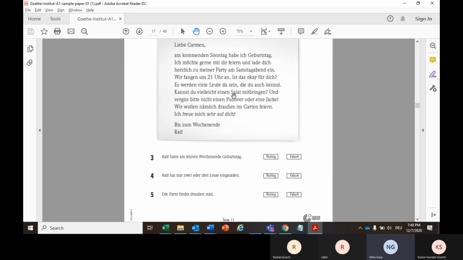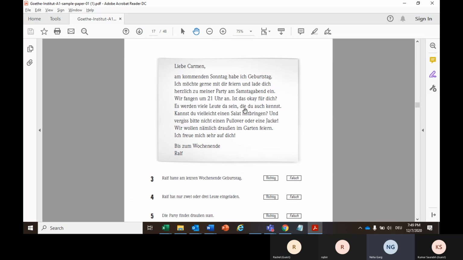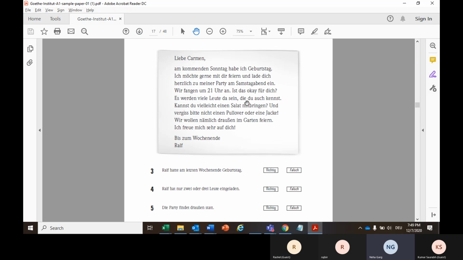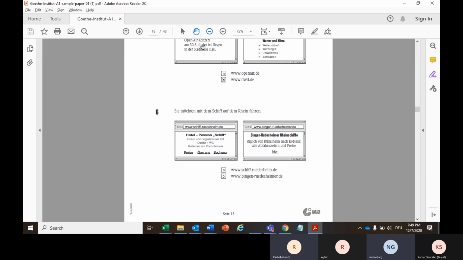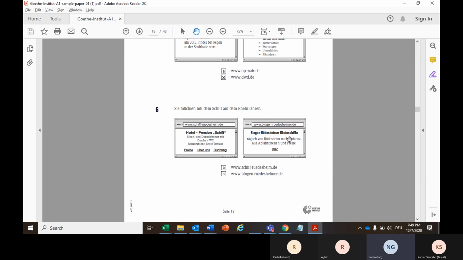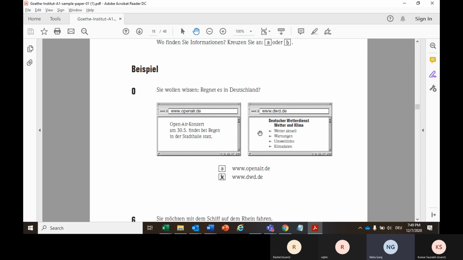Then there is another email given, another brief given. You have to read it, and for 3, 4, 5 you have to give answers based on this information. This is basically to evaluate your reading skills: whatever you read, how well you understand it. Then for Teil 2, there will be one advertisement or 2, 3 advertisements given, and based on the question you have to give the correct answer. I'm just giving you a brief of this Beispiel given.